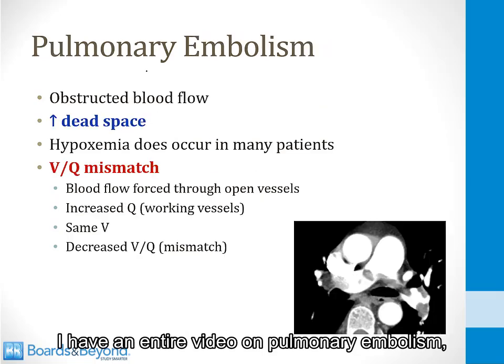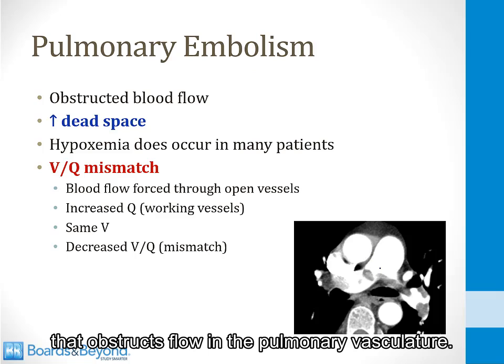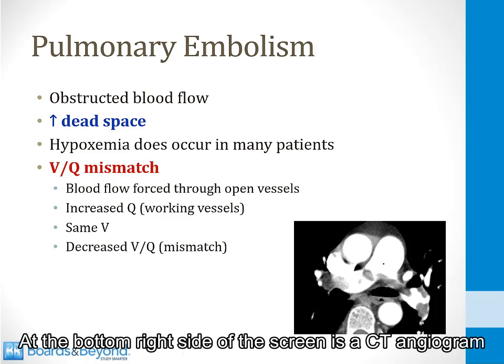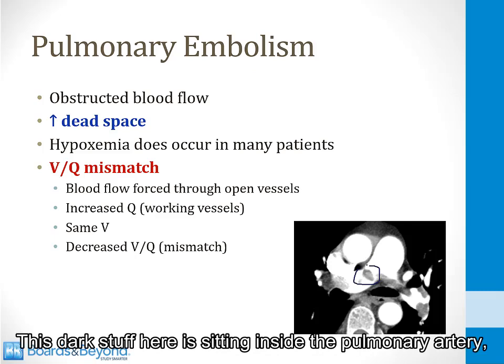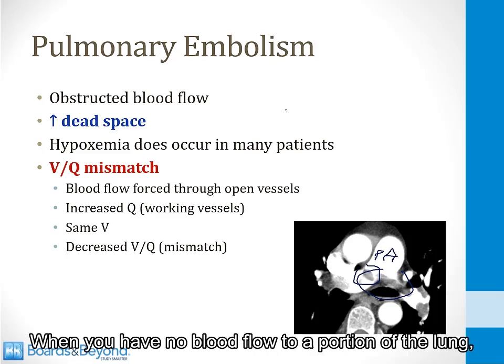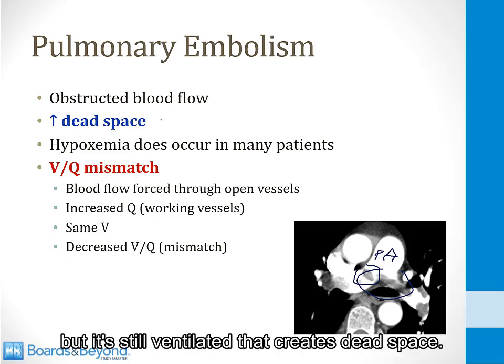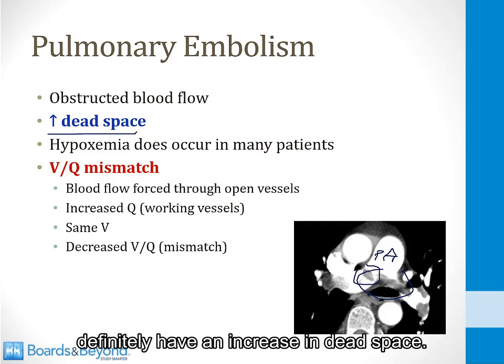I have an entire video on pulmonary embolism, but by way of review, in a PE, there's a blood clot that obstructs flow in the pulmonary vasculature. At the bottom right side of the screen is a CT angiogram of a patient with a pulmonary embolism. This dark stuff here is sitting inside the pulmonary artery, which is this area in white, and it's obstructing blood flow. When you have no blood flow to a portion of the lung, but it's still ventilated, that creates dead space, and patients with pulmonary embolism definitely have an increase in dead space.